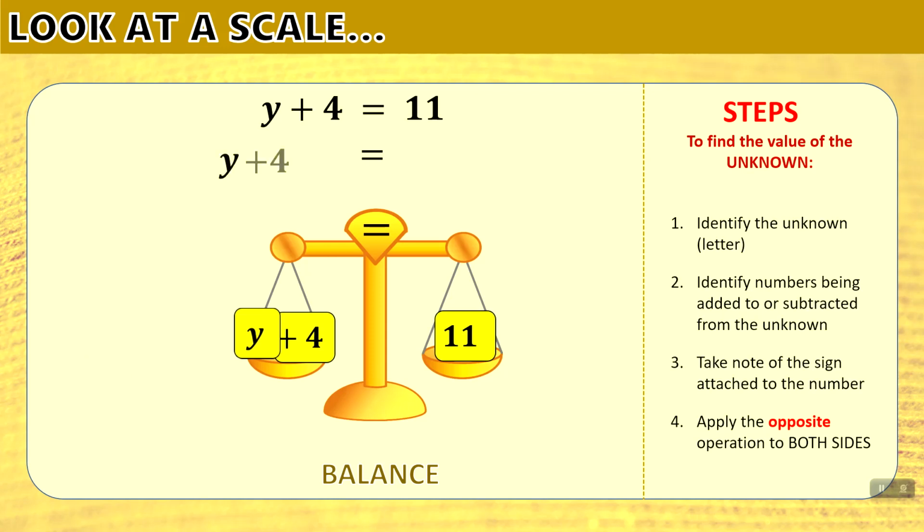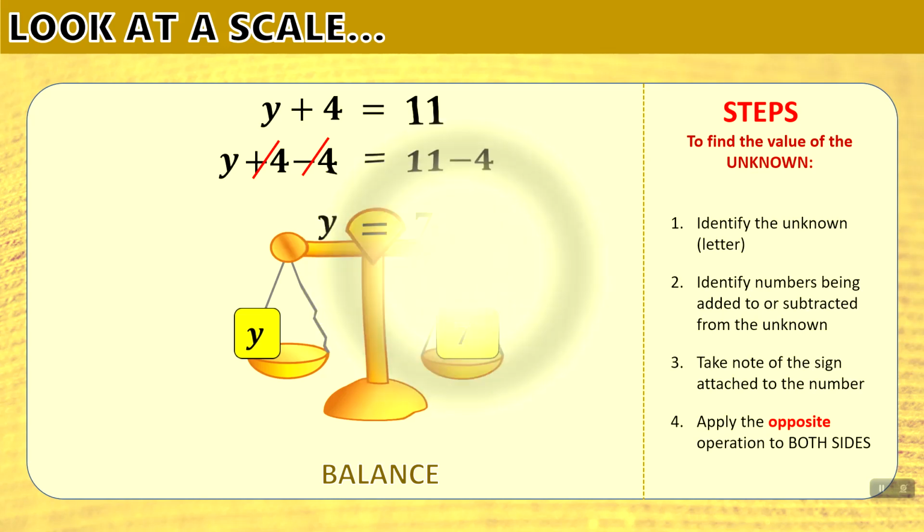And so we will write y plus 4. And we will take away 4 since the opposite of plus 4 is minus 4. When we do that, the plus 4 and the minus 4 cancel out to 0. And on the right-hand side, to keep everything in balance, we have to subtract 4 from the 11 that was already there, which gives us y on the left-hand side by itself equals 7 on the right-hand side. And our equation is solved.